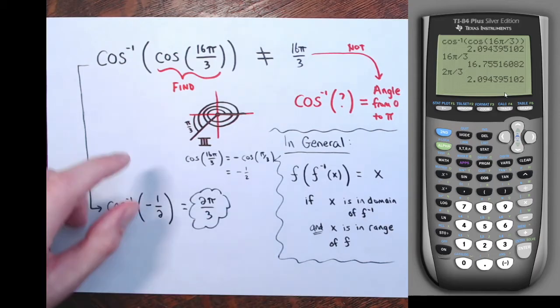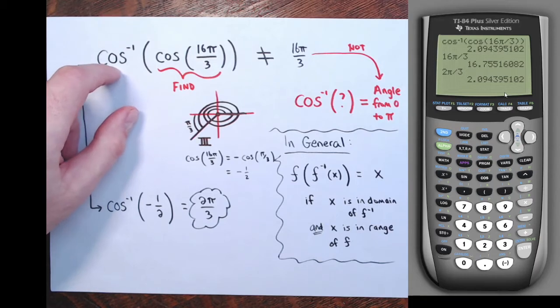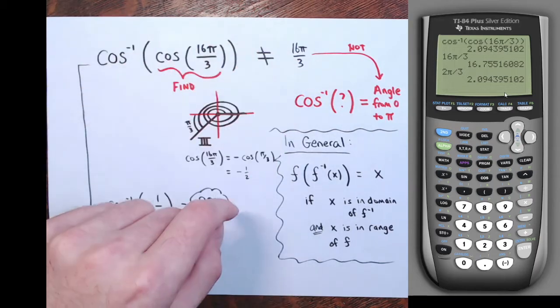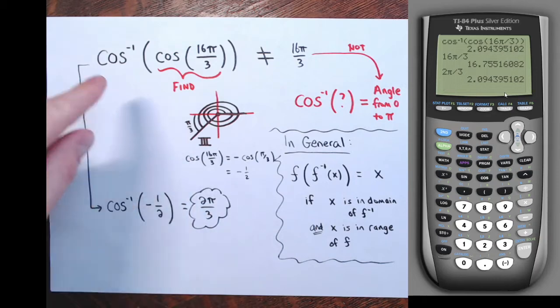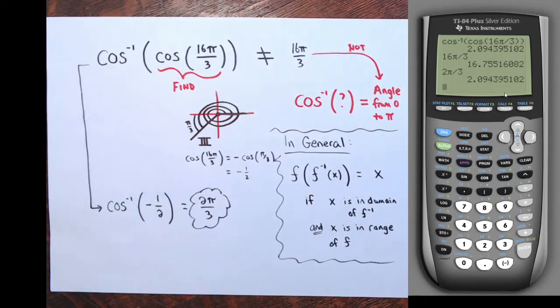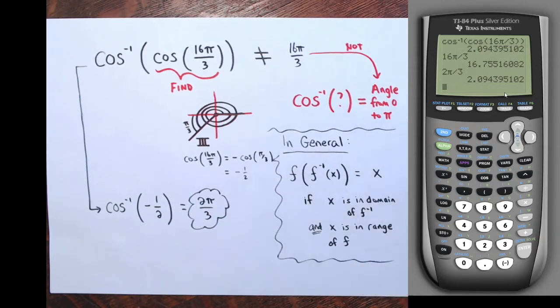So yeah, you gotta be careful. You gotta make sure that if you got an inverse whatever on the outside, that your final output is in the range of that function. Right, so like what I wrote over here.